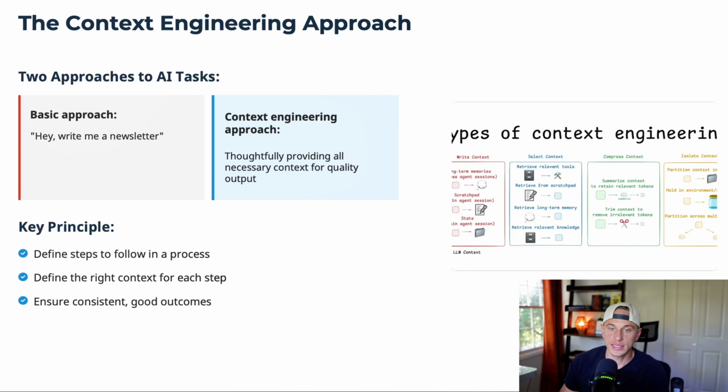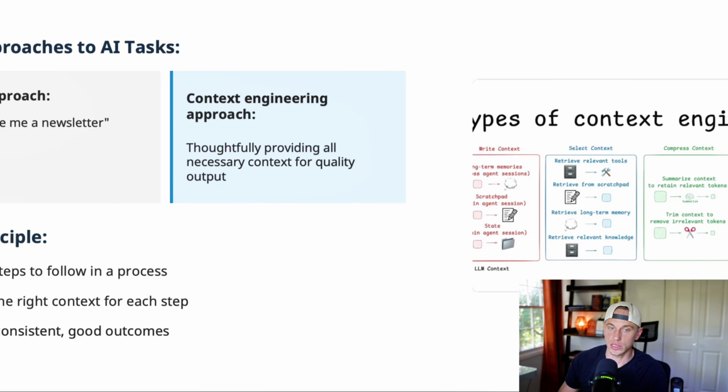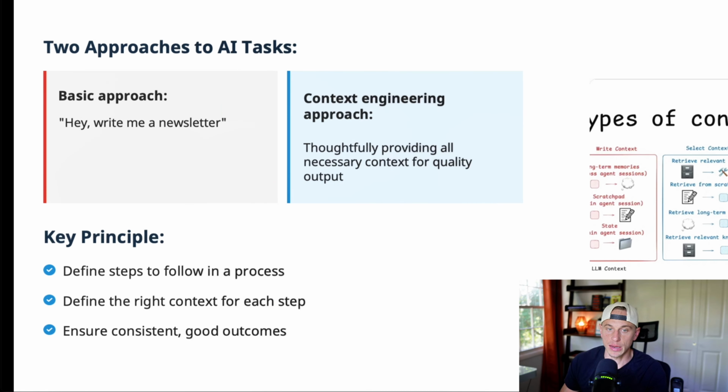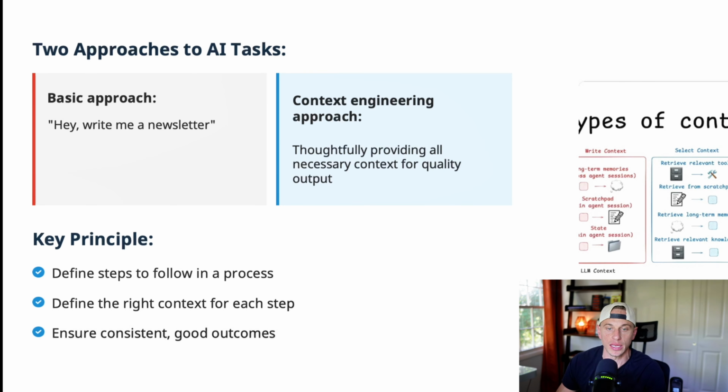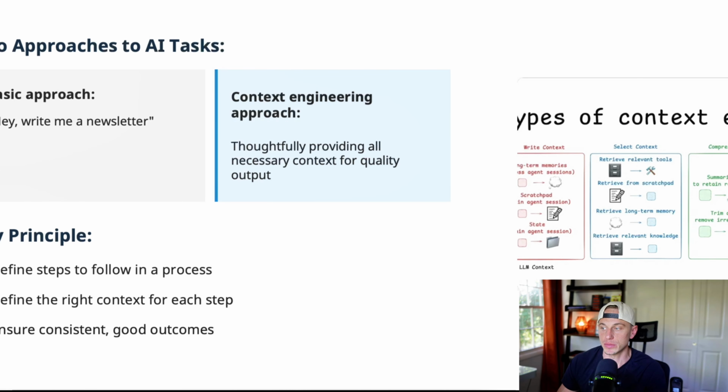So the basic approach is, hey, write me a newsletter. But the context engineering approach is thoughtfully providing all necessary context for quality output. So once again, think of it as the intern. It's not your little slave that's just going to go do whatever you want. You got to really work with it and you got to instruct it. So define steps to follow in a process, define the right context for each step, and ensure consistent good outcomes.